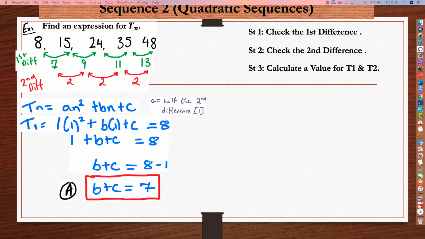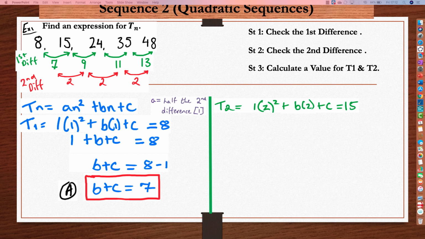The next one, I'm going to do the exact same thing, except I'm going to do it for T2. Your formula is still the same: an squared plus bn plus c. Except this time T2 is going to be equal to, what's T2? 15. So 1 times 2 squared this time, because n is 2, because we're getting T2.